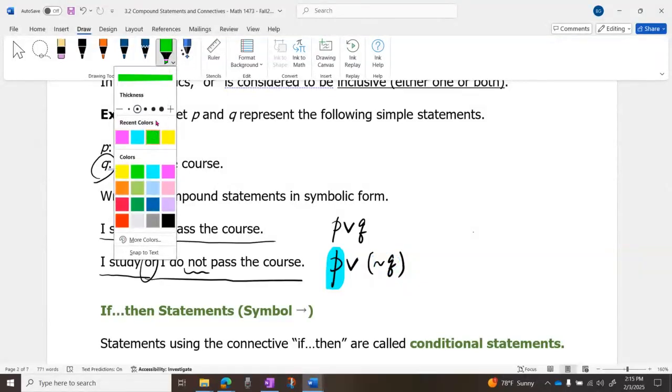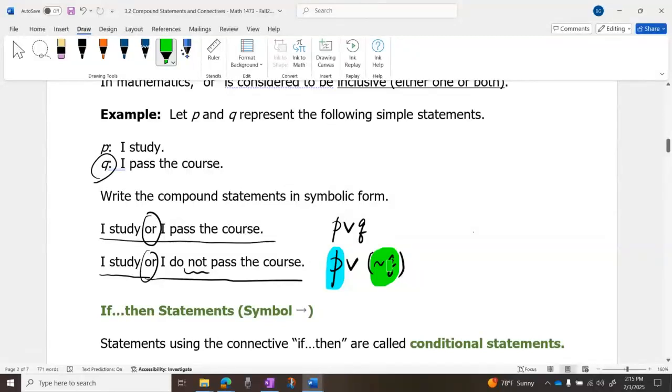Again, do not worry about the meaning. If you worry about the meaning, you drive yourself crazy. I study or I do not pass the course. Actually, that makes sense. But this is an inclusive or. I study or I pass the course doesn't really make sense. Some of the common statements really do not make sense, so do not struggle with the meanings. Focus on the logic part. So I would say this disjunction has two pieces, the blue piece and the green piece. That's the way I describe a disjunction.